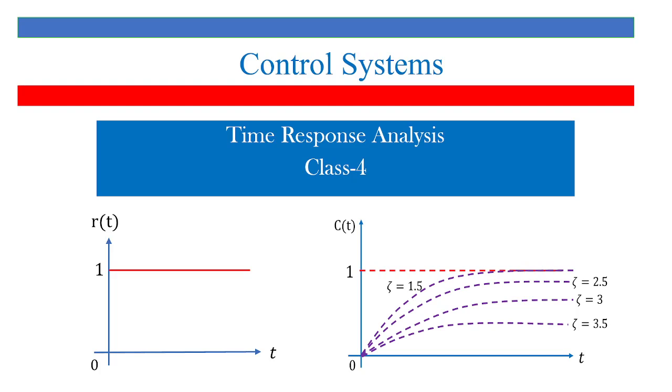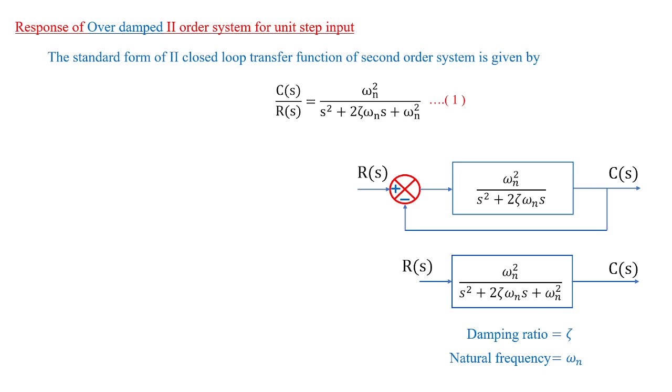In today's class 4, we are going to see the time response analysis, especially when zeta is greater than 1, that is, the overdamped system. From our previous classes, we have seen that the overdamped system indicates that the zeta value is greater than 1.